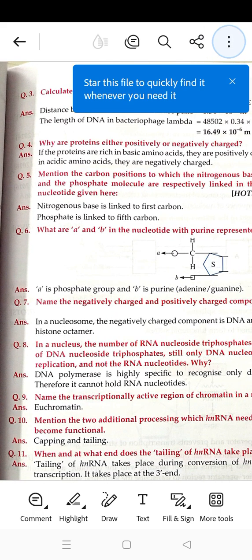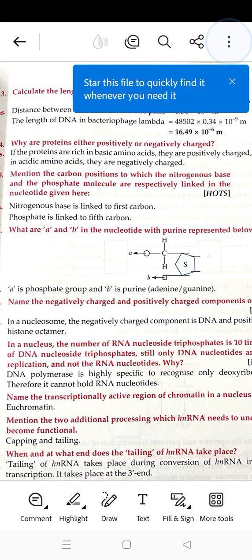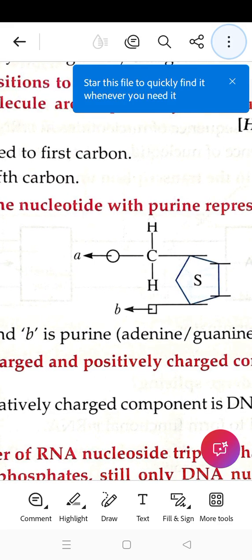Now question number 6 is the same question. What are A and B? You see in this diagram, B is the nitrogen base and A is the phosphate group.